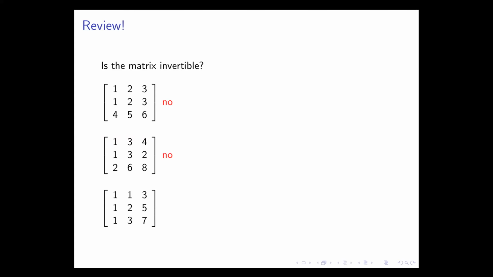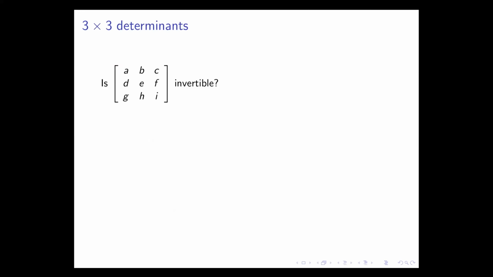How about this one? Well, you need to do the calculation, and the answer will be no. You can find a combination of rows so that the reduced echelon form will have 2 pivots instead of 3. Okay. Now we can answer this question again.